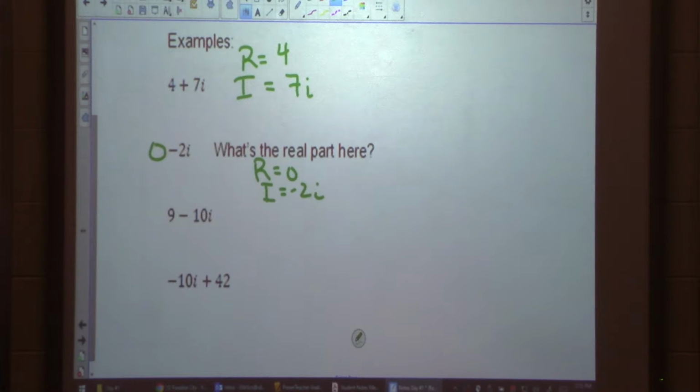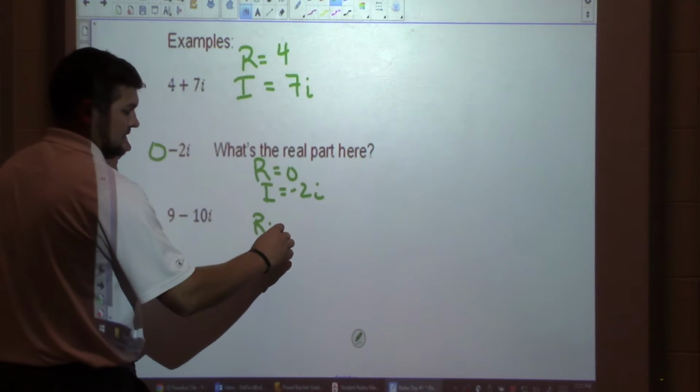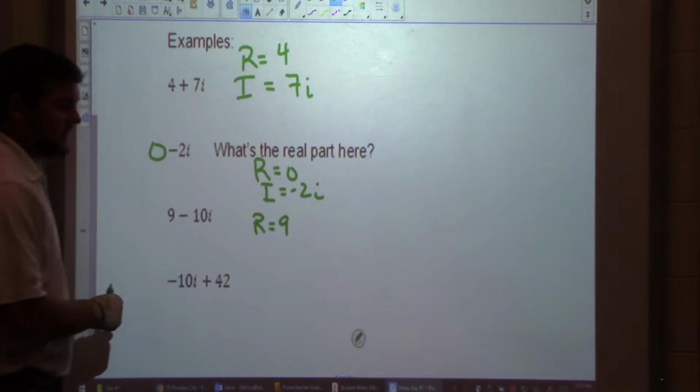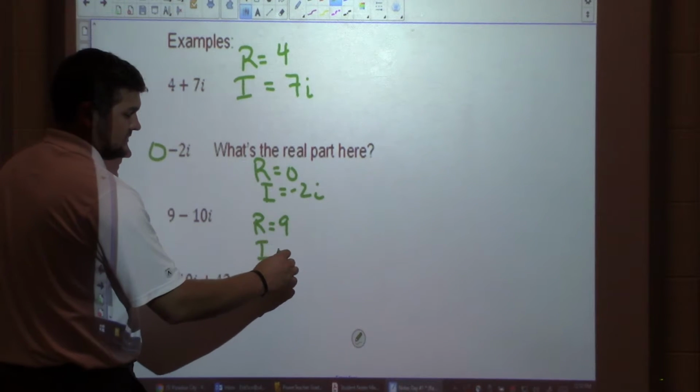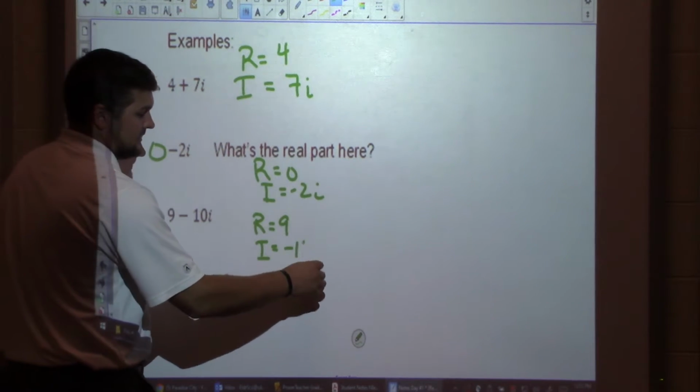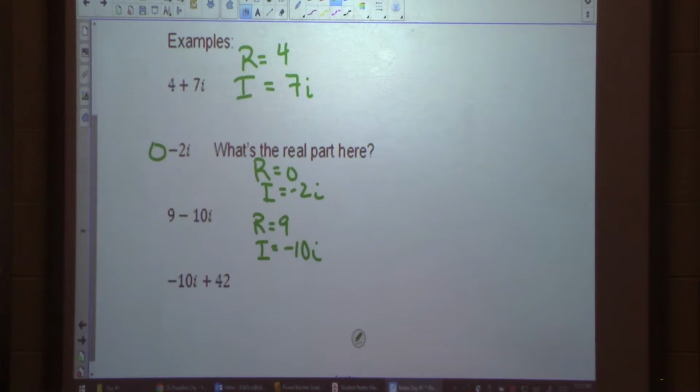9 minus 10i. Real part's 9. Hey Cole, what's the real part? 9. Caden, what's my imaginary part? Oh, it's the 10i. Just the 10i? So minus. The negative 10i. Good. Alright, Cernica. Bottom one, what's the real part?